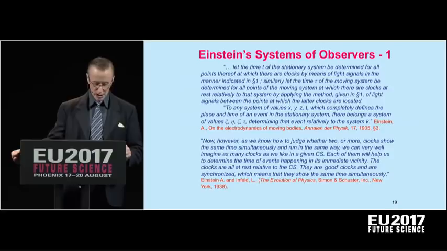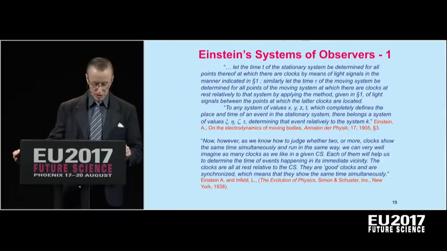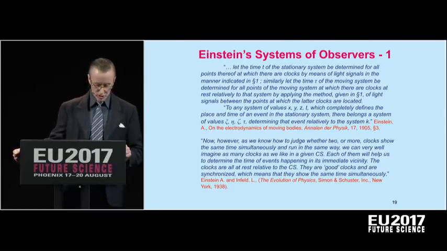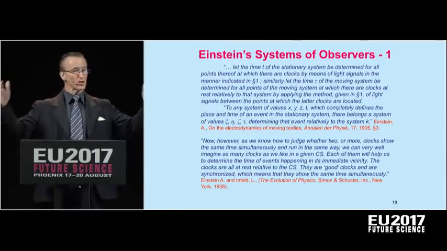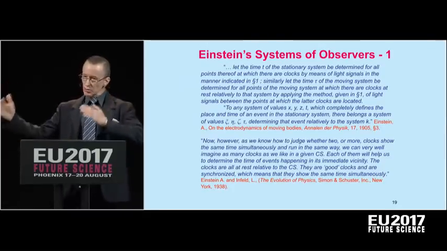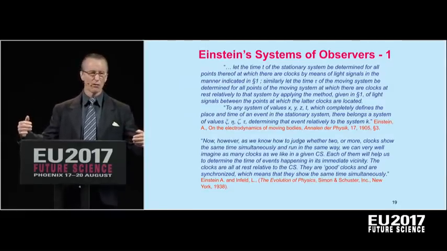To any system of values x, y, z, and t, that's one system, which completely defines the place and time of an event in the stationary system, Einstein calls that a stationary system, there belongs a system of values xi, eta, zeta, and tau, determining that event relatively to the system k. So if we have X, Y, and Z associated with a system big K, and the Greek letters for the system little k, his big K system is stationary, and his little k system is moving. But according to him, you can switch it around. The little system k could be stationary, and the other one could be moving because it's only relative motion.